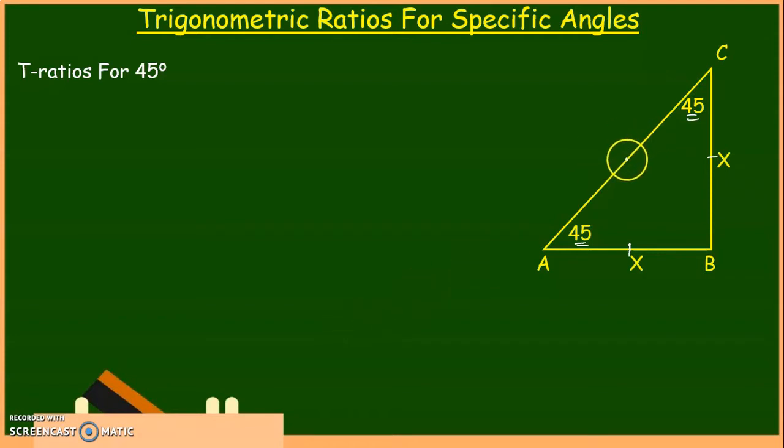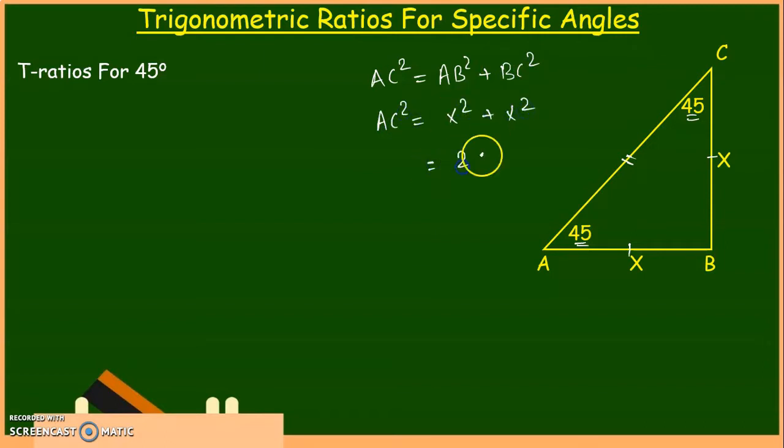Now if you want to find out the hypotenuse, we can use the Pythagoras theorem. According to the Pythagoras theorem, AC square will be equal to AB square plus BC square. So AB is x and BC is also x, so it becomes 2x square. So AC square is equal to 2x square, so we can say AC will be equal to root 2 x. Now let's find out the values of trigonometric ratios.